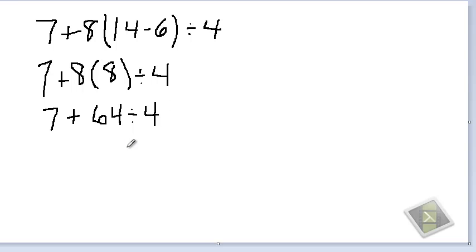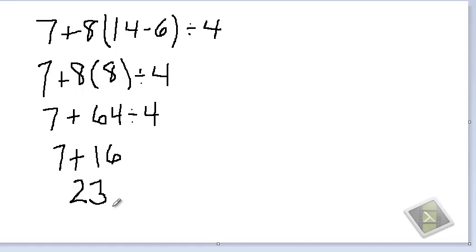I still see multiplication and division right here. I see this division, so I got to do that step again. Take 64 divided by 4. That's going to give you 16. The 7 plus continues to drop down. And then finally, we add these two together because that's all you can do. And get 7 plus 16 equals 23.